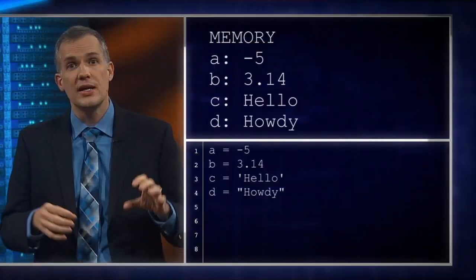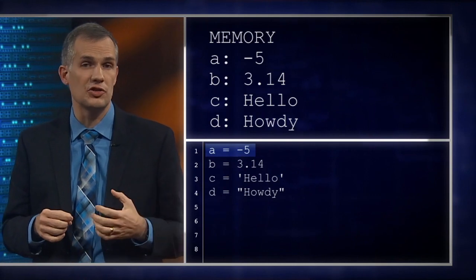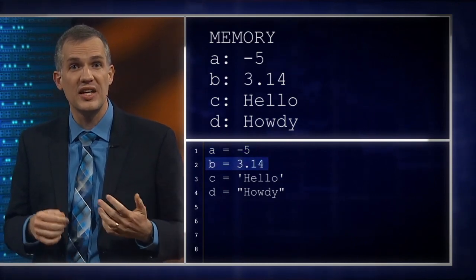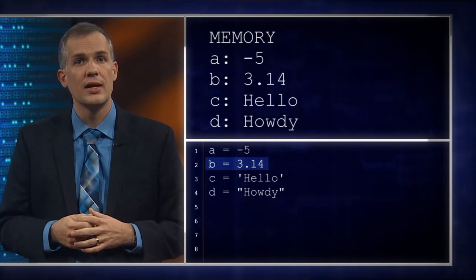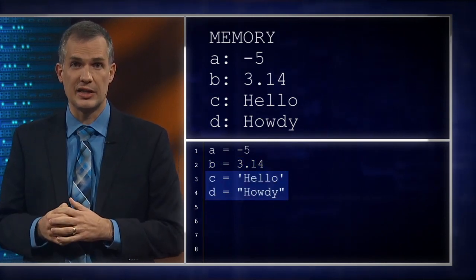Now, all of this brings up the notion of variable types. Every variable has a type, which is the way that the piece of information inside that box should be understood. In this example, a is an integer, -5, b is a floating point number, 3.14, or just a float, and c and d are both strings.